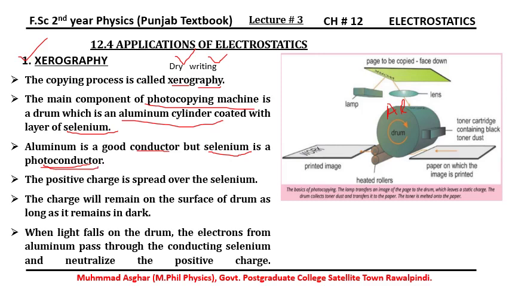The positive charge is spread over the selenium. The charge will remain on the surface of the drum as long as there is no light, means dark. When light falls here from the lamp and the light falls on the drum, the electrons from the aluminium pass through and selenium becomes conducting selenium and neutralizes the positive charge.